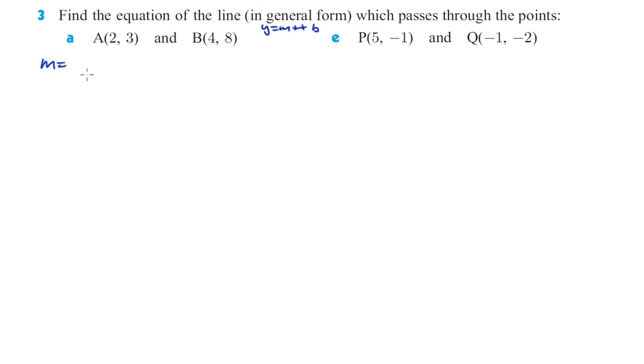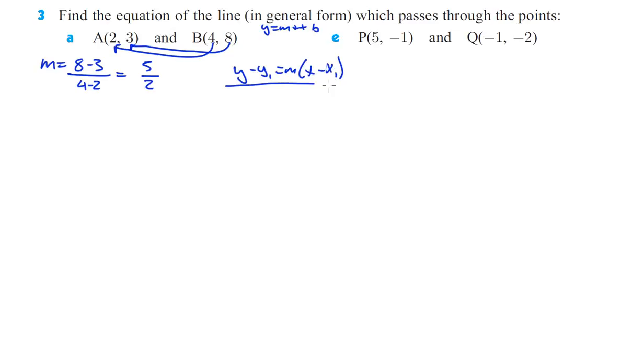So slope is going to equal 8 minus 3 over 4 minus 2. Right? It's the y2 minus y1 over x2 minus x1 for the slope. So that's 5 halves, and you can just leave it like that. That's fine. Okay, and then now we're going to use our point slope formula, which is y minus y1 equals m times x minus x1.